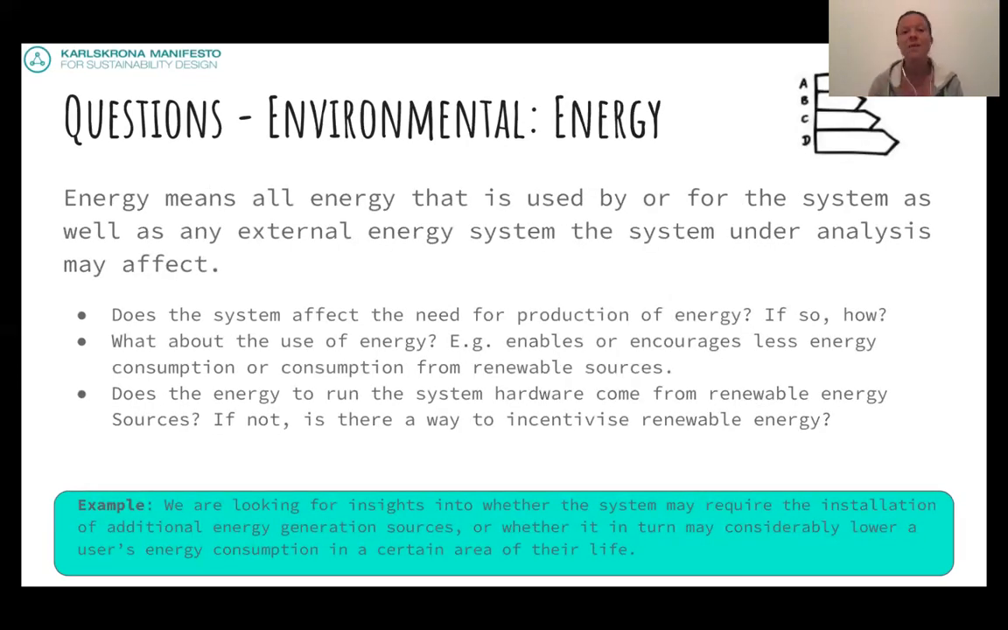When we look at energy, that means all energy that is used by or for the system, as well as any external energy system the system under analysis may affect. So, does the system affect the need for production of energy? If so, how? What about the use of energy? For example, enables or encourages less energy consumption or consumption from renewable resources? Does the energy to run the system hardware come from renewable energy sources? If not, is there a way to incentivize renewable energy? So we're looking for insights into whether the system may require the installation of additional energy generation resources, or whether it in turn may considerably lower a user's energy consumption in a certain area of their life. Hit pause, question your system.